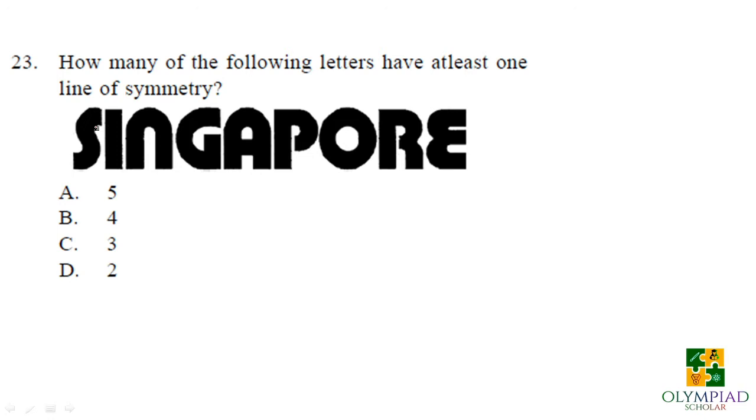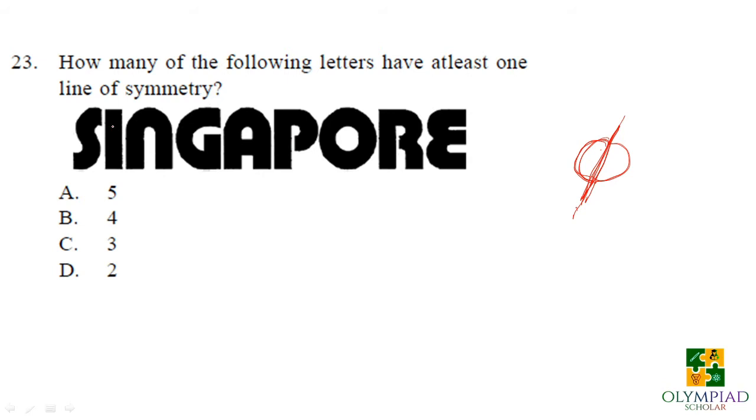Let us concentrate on this question. How many of the following letters have at least one line of symmetry? You must be knowing a line of symmetry is a line by which if you fold the figure, or place a mirror on this line, then definitely it will complete the figure. That means the line which exactly divides a figure into two parts is called the line of symmetry, if you don't already know about it.